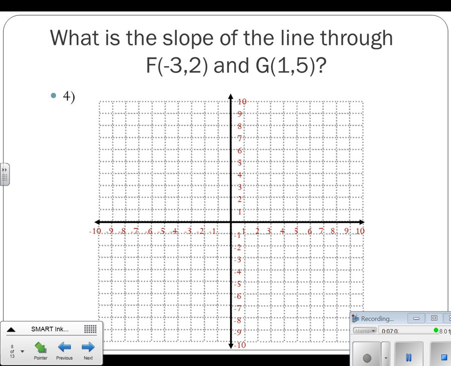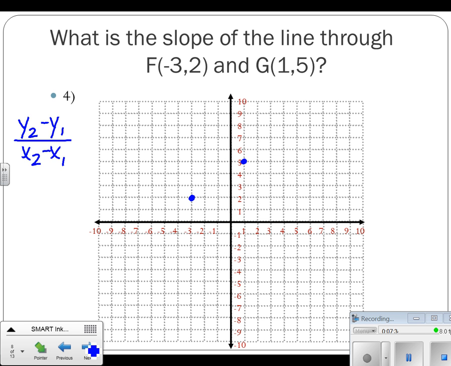So it says, what is the slope of the line that goes through negative 3, 2, so right here, and 1, 5, right here. I can graph it and figure out my slope, which we're going to in a minute, but I also know using that formula, y sub 2 minus y sub 1 over x sub 2 minus x sub 1.